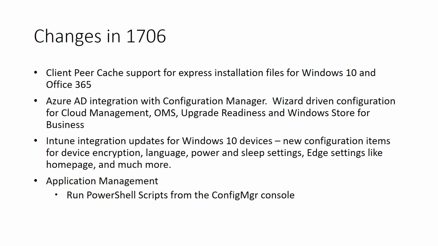So let's walk through, at a high level, the changes in 1706. There is quite a bit of change that comes about every time there's a new branch, right? The 17 is 2017 and 06 is obviously June, and that's how Microsoft sends out the build numbers or the branch numbers. Same thing with Windows 10 as well.